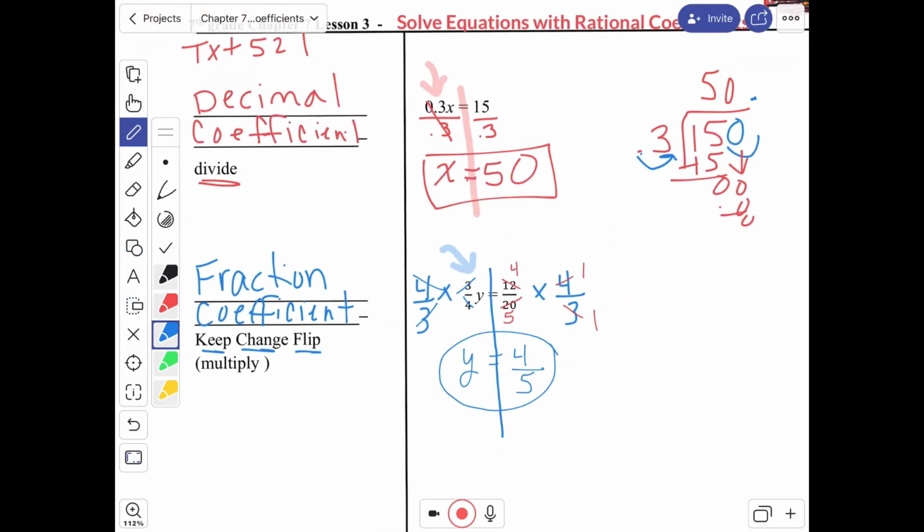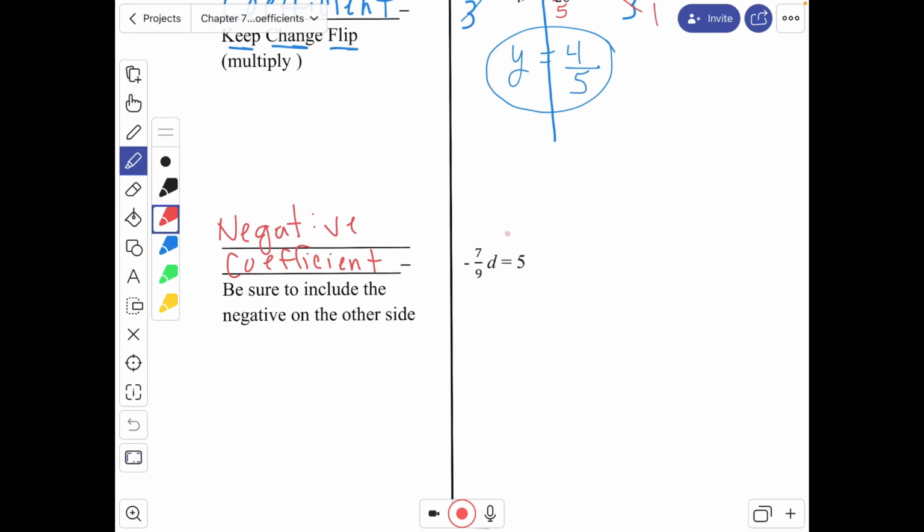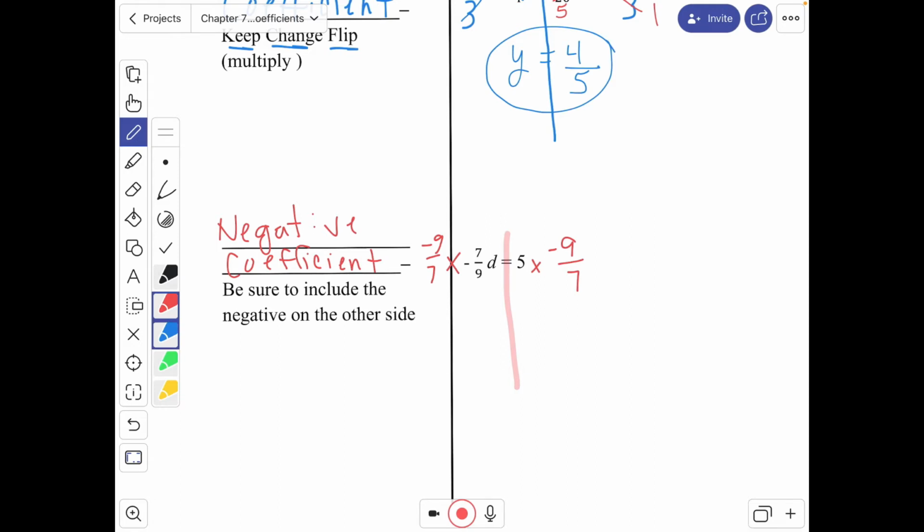Let's try another fraction coefficient, but this time let's add a negative sign. So a negative coefficient. And if it's negative, it's important to remember to include the negative sign. So there's my divide. And it looks like I'm multiplying by 7/9, so I need to take the reciprocal and multiply by -9/7. So times -9/7, and you need to show that we do it on both sides.